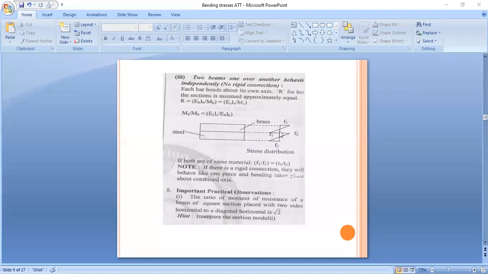Okay, now we will continue to the next point, and the next point is: two beams, one over another, behave independently. See here, two beams are placed, but these beams are not rigidly connected. In between these two beams, the connection is not rigid.